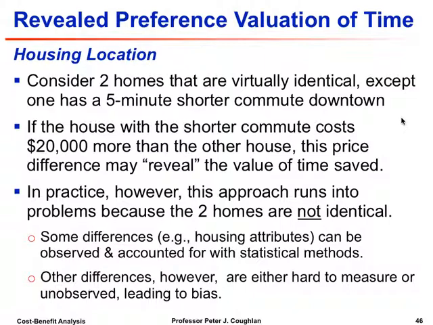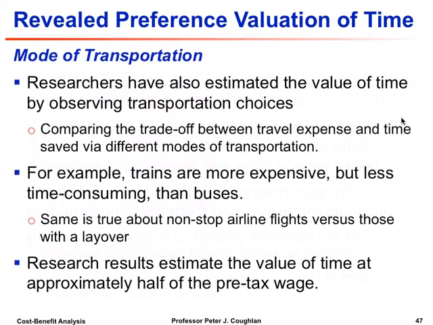You can observe them and you can account for them with statistical methods. Others might be very hard to measure, or unobserved, things that you can't really put into a statistical model. And so therefore, there may be some problems with using housing location to infer the valuation of time.